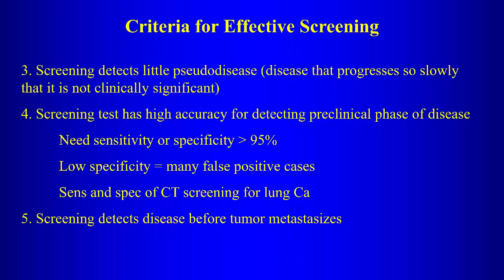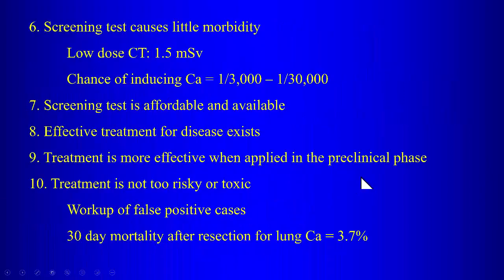Screening should have high accuracy for detecting the preclinical phase of disease. So you need a very high sensitivity. Ideally, you'd also want a high specificity because you don't want to deal with working up all the false positive cases. And then, we do have numbers for the sensitivity and specificity of CT for screening for lung cancer, but much of that depends on your threshold for what you call a positive result. And we'll talk about how the threshold affects that. And you would, of course, want the screening to detect disease before the tumor metastasizes. So you'd want to be able to get the tumor when it is curable.